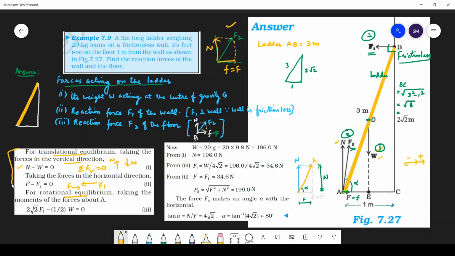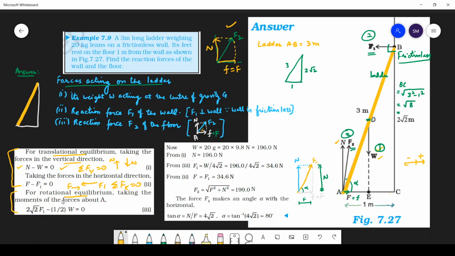So this is for the translational equilibrium. Here we have force on the x, means along the x-axis and along the y-axis. So here force along the y-axis we have taken 0. Here force along the x-axis we have taken the net is 0. And for the rotational motion, taking the moment of forces about A. So we are taking the origin as A, students. So we are taking the forces from A. So you have to take the distances from A, all the forces' distance from A.